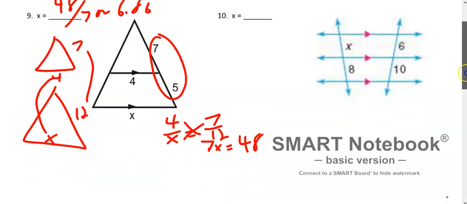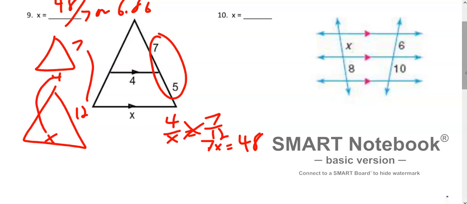All right, number 10. This one, there's a nice little trick here. You have your fractions right there. X over 8 equals 6 over 10. You can just set them up right there and then cross multiply. 10x equals 6 times 8. So you divide by 10 and you get 4.8.